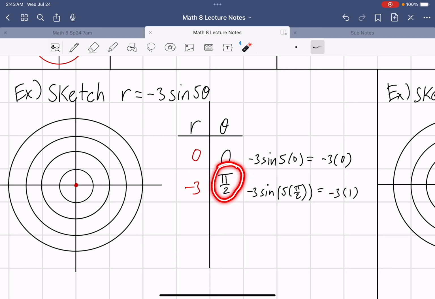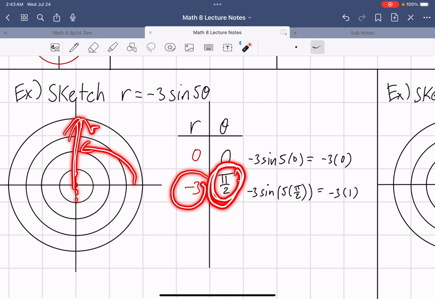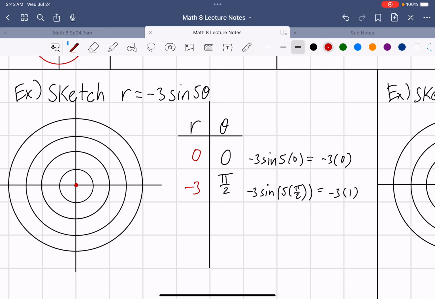My theta that I'm rotating is still just pi over 2. So I'm facing in the upward direction, but my r is negative 3, so it means I have to go backwards. So my next point is here at 3. And remember what I said, the nice thing about this number, that tells me the largest a petal can be is 3. So the fact that I'm as far as this circle of 3 tells me I must be at the tip of a petal.